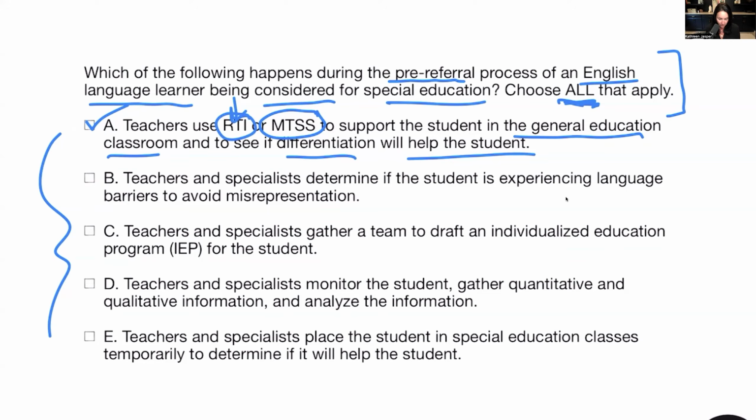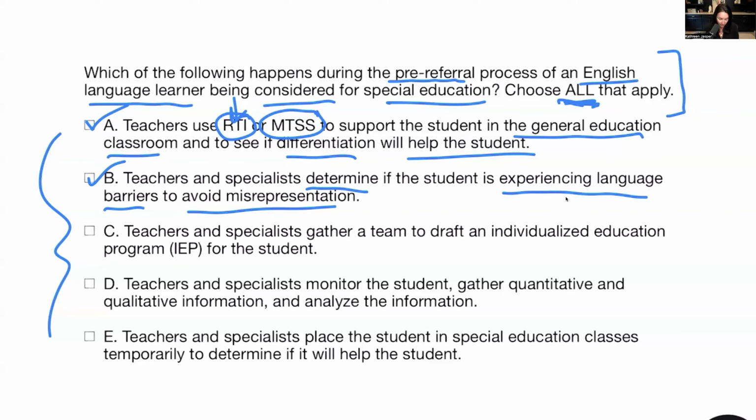B, teachers and specialists determine if the student is experiencing language barriers to avoid misrepresentation. Yes. Remember, this is part of the pre-referral process for special education. We want to make sure that the ELL is not just having a hard time learning a new language, which is difficult, which there are barriers. And we want to make sure we don't just throw everybody in special ed.